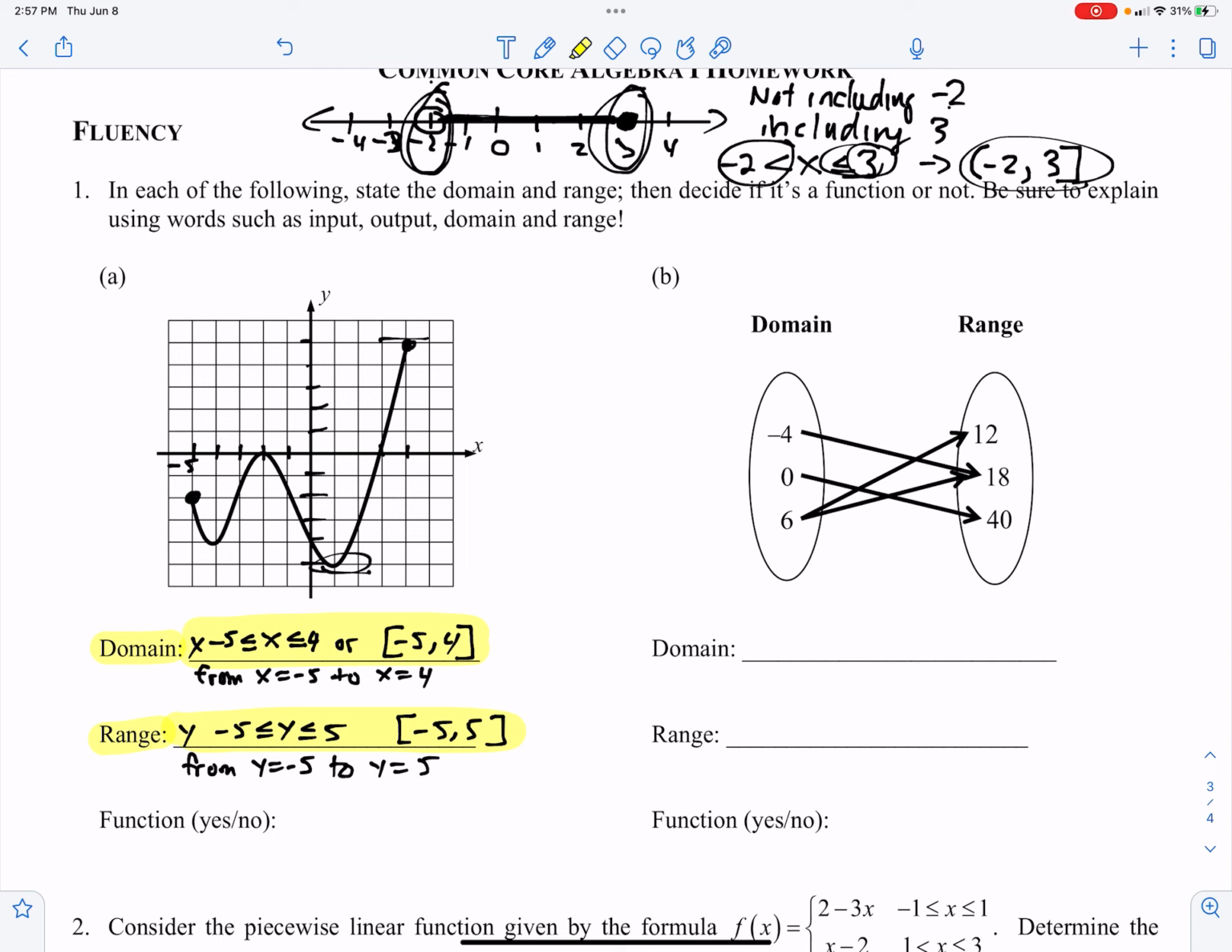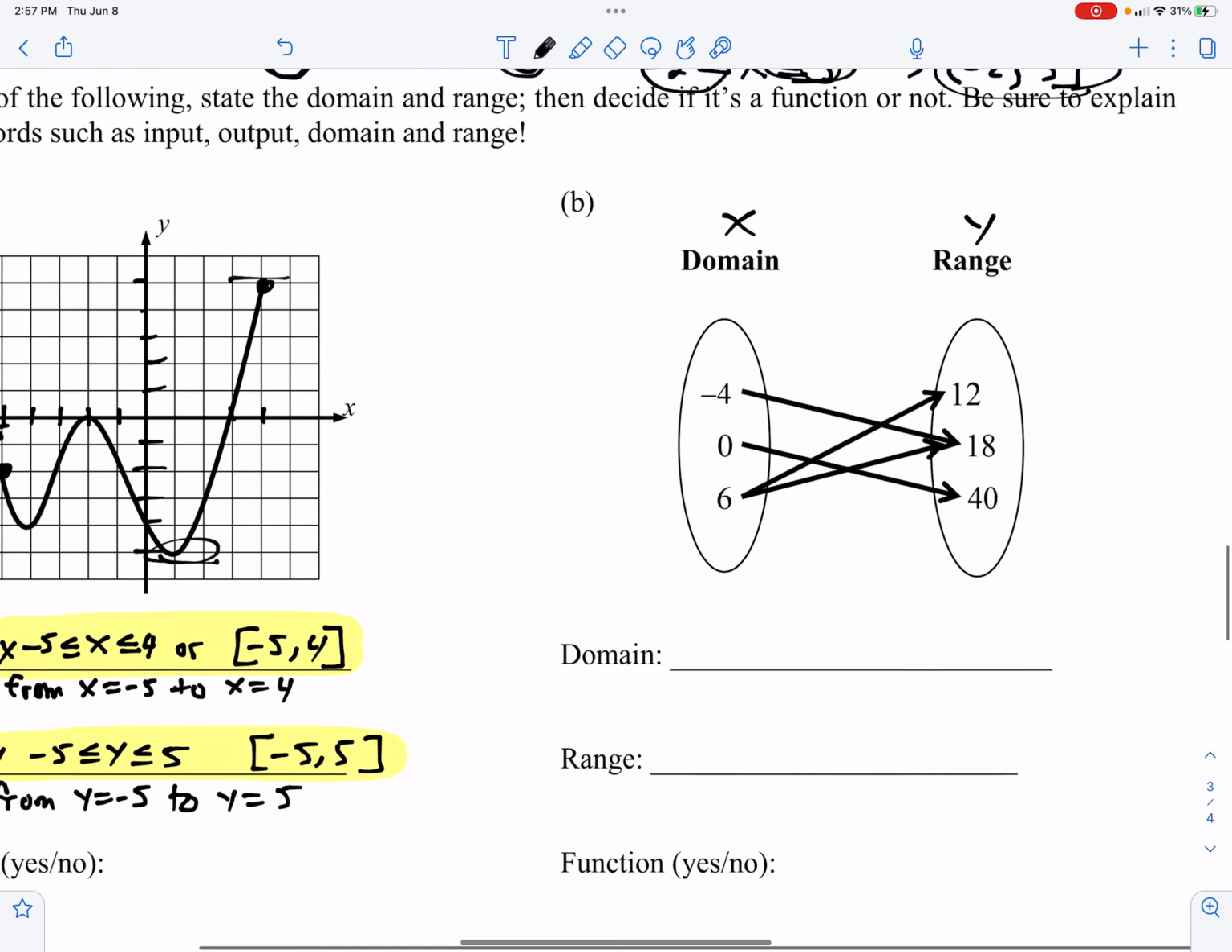Now, in part B, you're going to explore domain and range from the point of view of matching your x values with corresponding y values. Okay, so what's our domain? Well, our domain, this time we're going to write it in set notation. The way to write it in set notation is write a bracket, and we're going to list our numbers. What are our numbers? -4, 0, and 6. That's our domain, our set of x values.